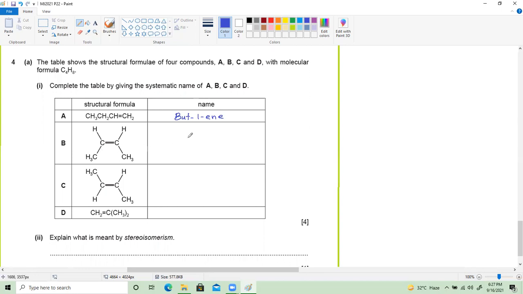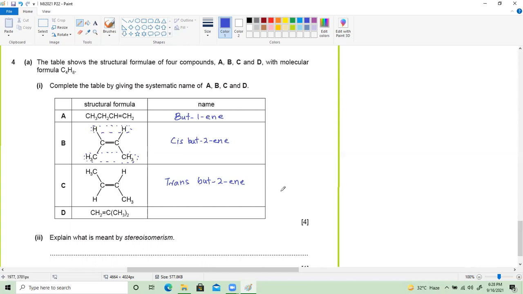This one here should be called but-2-ene, but which type of it? It's a cis but-2-ene. Since you see the same group of atoms on either side of the carbon to carbon double bond, this is a cis representation of this butene molecule. This one here, what should it be called? The trans but-2-ene.